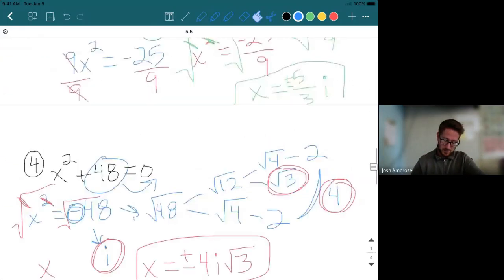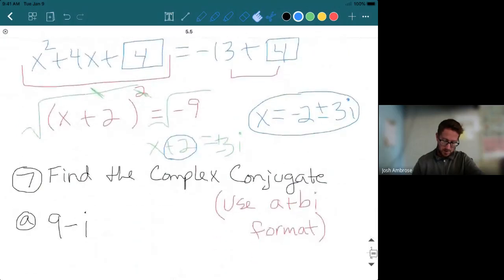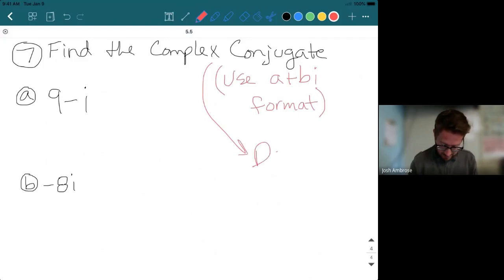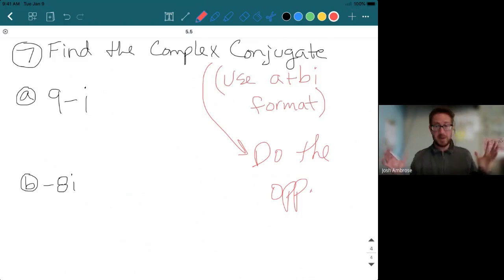Okay, let's scroll back down. There we go. Final example problems, very easy. There's the format, don't forget it: a plus bi. Complex conjugate. It's a big old fancy phrase here. It really just means do the opposite. Do the opposite. This is how simple it is to get our answers.